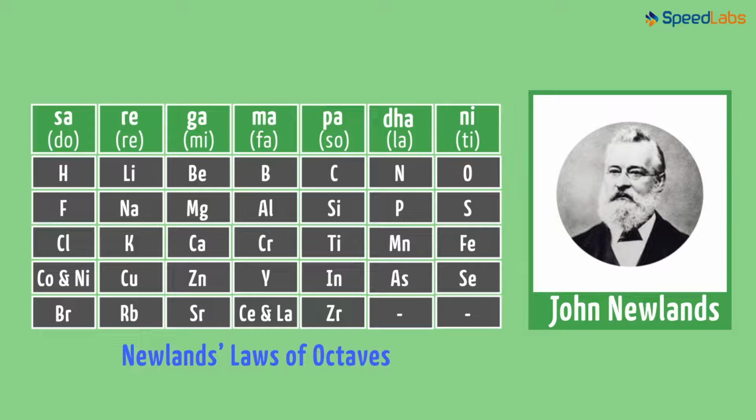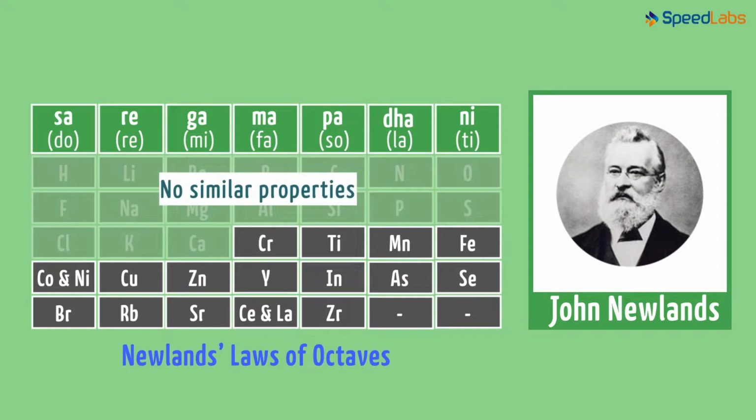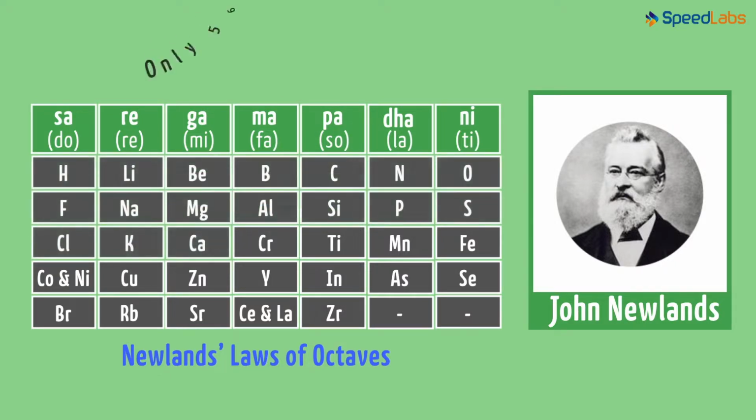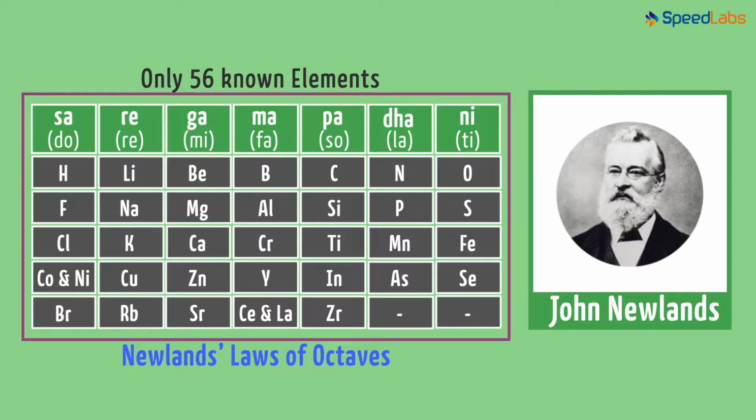Although the arrangement pattern was quite good, it was valid only until calcium and not applicable for elements after that. After calcium, every 8th element did not have properties similar to that of the first. By that time, there were only 56 elements known. Newland assumed that more elements will not be discovered in the future. Many elements were of course discovered later, but did not have properties that could fit in the system in any possible way.